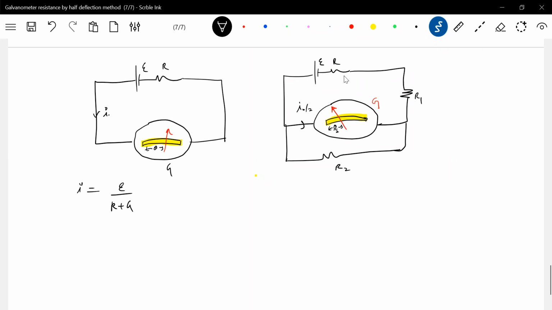Then can we make a guess of this I naught? The current through the galvanometer is I by 2, because the deflection is now halved. The main branch current, we don't know. Let's try to eliminate this I. So the equation will be I by 2 into G equal to I1 into R2. Then the main branch current, let me write it as I dash, that will be better.